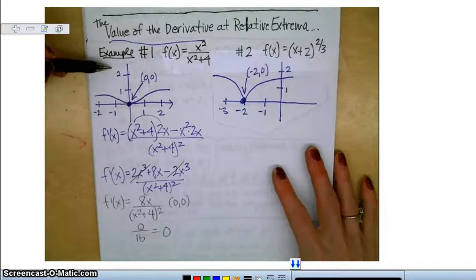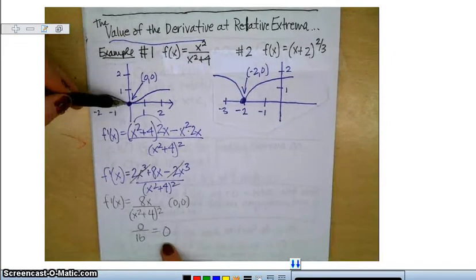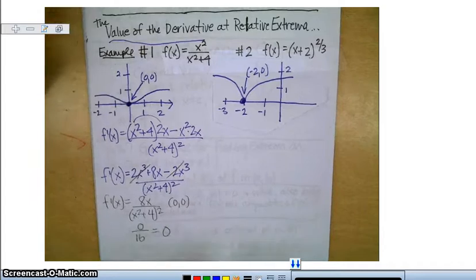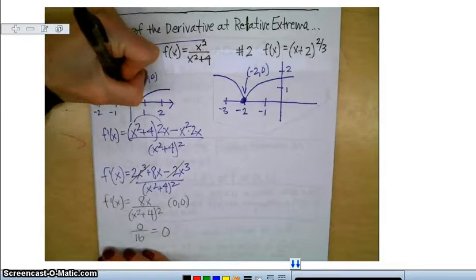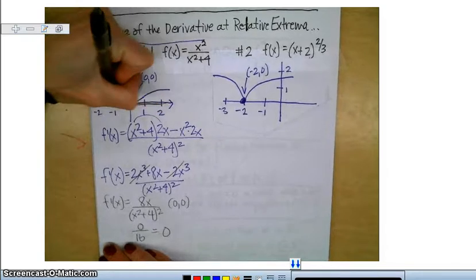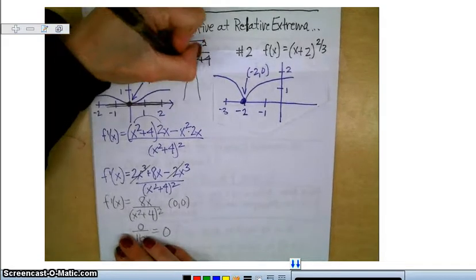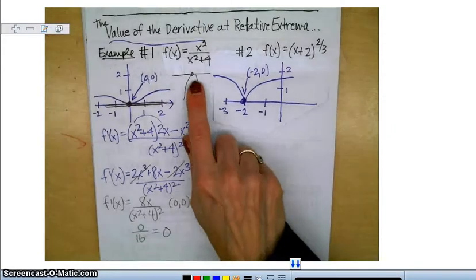So the value of the derivative right here at this point is 0, and I want you to make a very big connection right now. The value of the derivative at a relative extrema, if it's a minimum, is going to be 0, because the derivative is the slope of the tangent line. If I draw the tangent line to the curve right here, it's a horizontal line. Its slope is 0. If it were a maximum, if it were up here, the value of the derivative at that point would be 0.